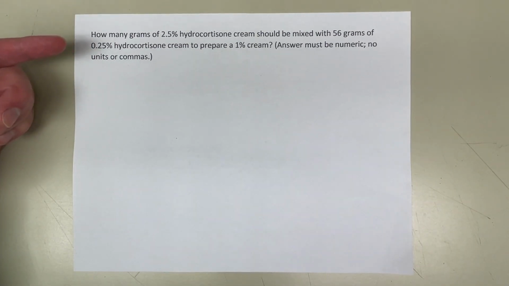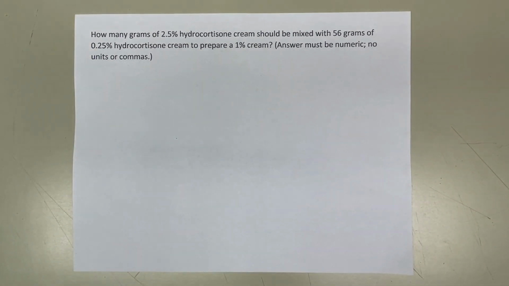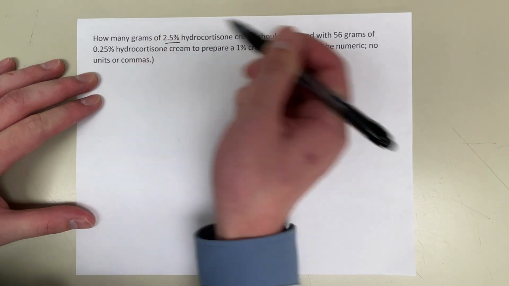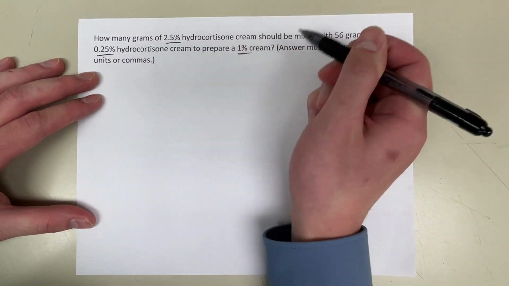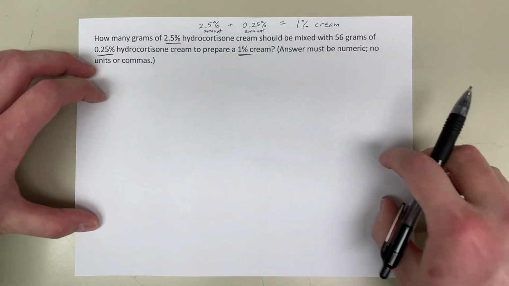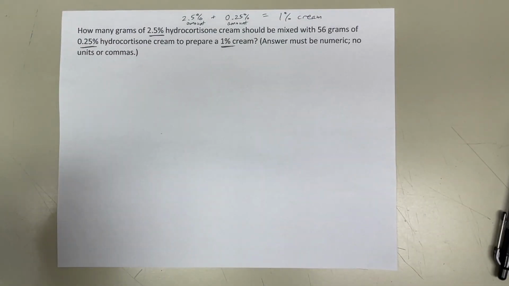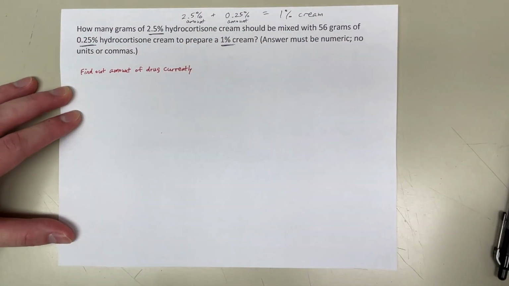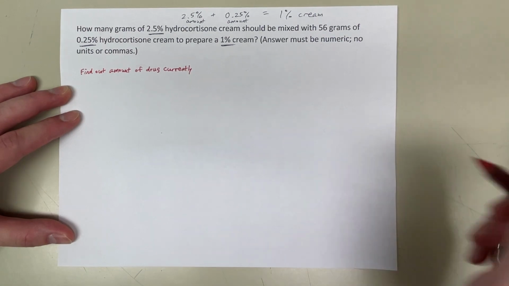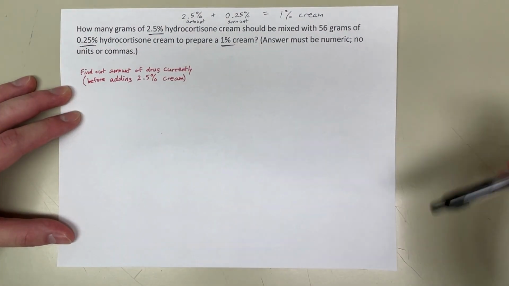How many grams of 2.5% hydrocortisone cream should be mixed with 56 grams of 0.25% hydrocortisone cream to prepare 1% cream? So you've got a 2.5% cream and a 0.25% cream, and they want you to make a 1% cream. The first thing I'm going to do is find out the amount of drug that we currently have, before adding the 2.5% cream. So what do we have so far?